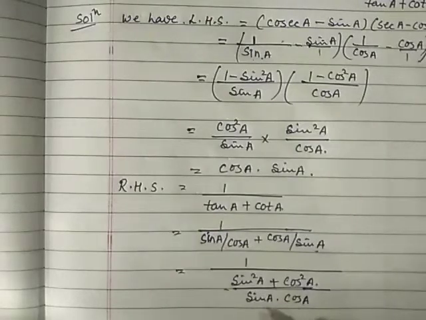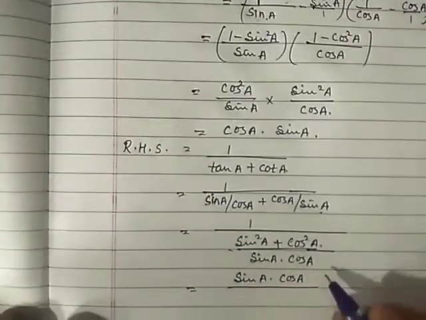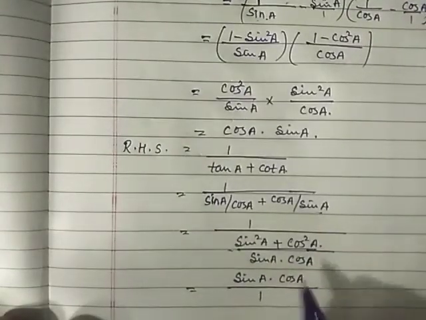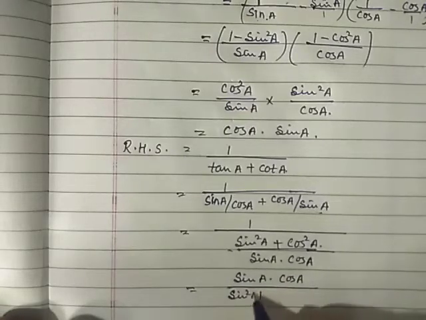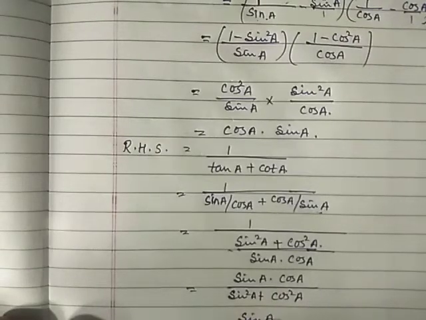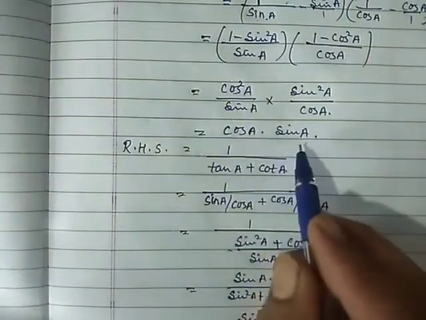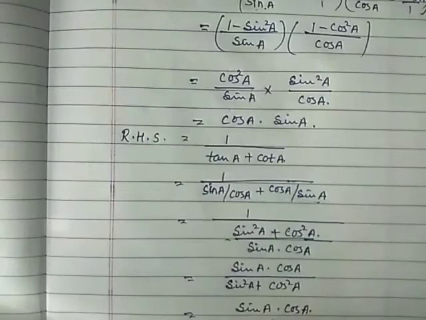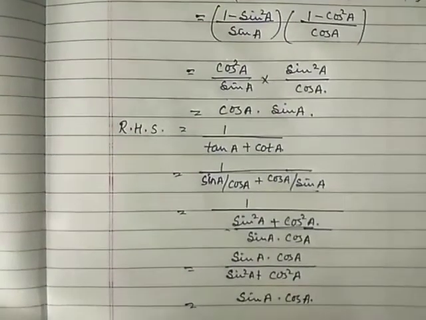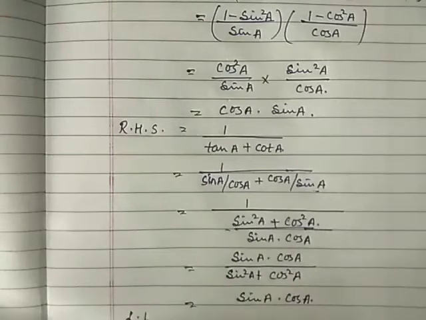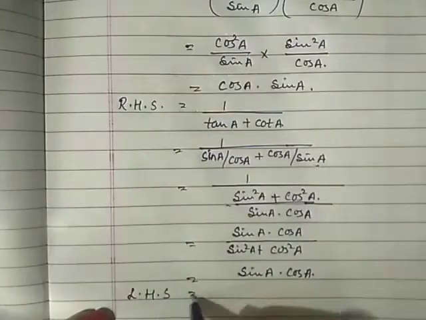Now the denominator of the denominator always goes to numerator, so here we'll get sin A into cos A upon sin square A plus cos square A, which is equal to 1. So first of all write it, sin square A plus cos square A. So we'll get sin A into cos A. See, this was our LHS. So we are getting the same thing here also. So we can say that LHS is equal to RHS.